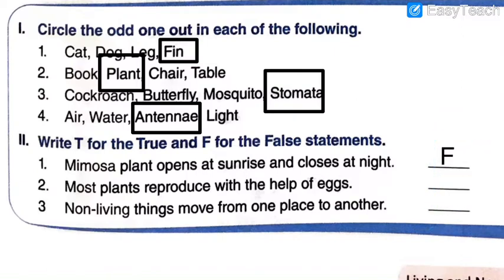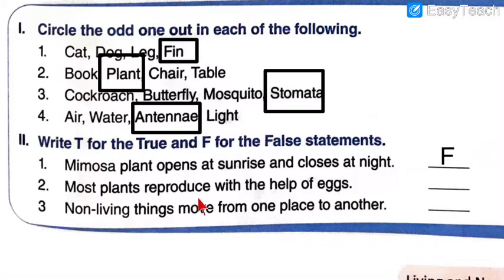Now you will ask, sir, why? Because the lotus flower opens up with sunrise and closes at night, and not the mimosa plant. Mimosa plant, when we touch it, closes its leaves, that is the movement, and not this one. So this statement is false.